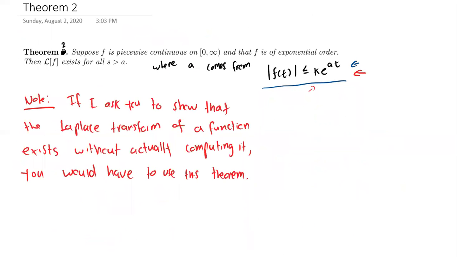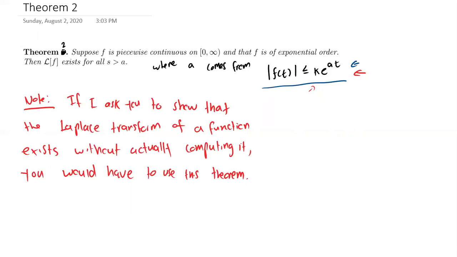Now, we can finally talk about how exponential order relates to a function having a Laplace transform. And it's basically almost it. There's only one more thing you have to check. So suppose that a function f is piecewise continuous on 0 to infinity, and that f is of exponential order. That's all you need. And I'll explain what piecewise continuous means in a moment. But as long as those two things are satisfied, then the Laplace transform of f exists for all s greater than a. Notice that this isn't only telling you that the Laplace transform exists, it's also giving you the domain of the function.